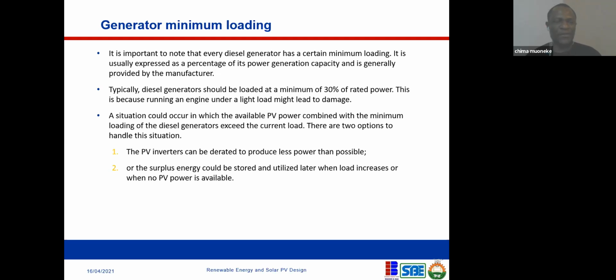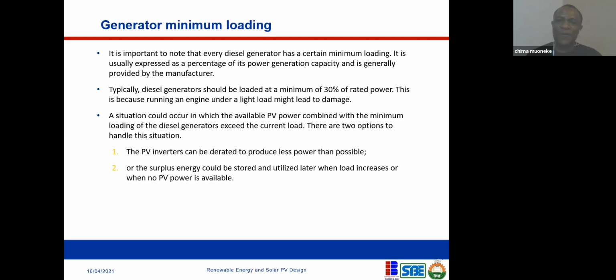So if you have 100 kilowatts output from a generator, that is the rated power output, active power this time, not apparent power. It is expected that that generator should be serving a minimum load of 30 kilowatts at all times. It shouldn't go below 30 kilowatts.